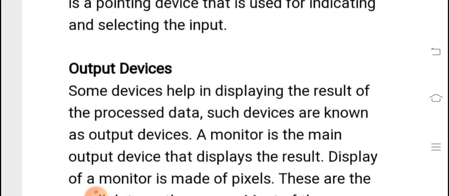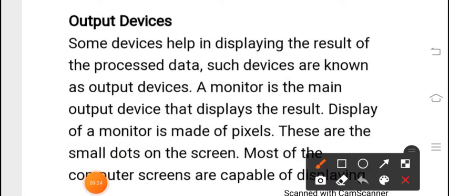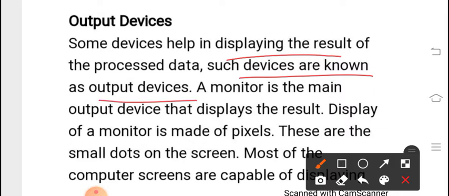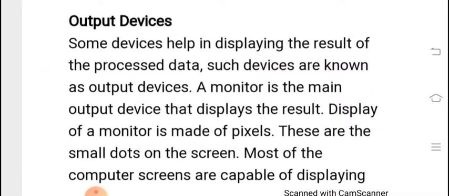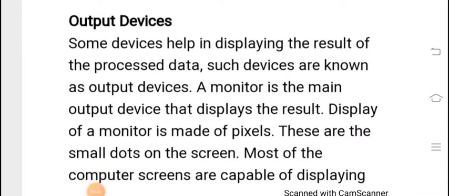What about output device? Some devices help in displaying the result. When you add something, you will get a final result of the same. So some devices help in displaying the result of the processed data. Such a device is known as an output device. A monitor is the main output device that displays the result. Obviously, on the screen you are going to observe the result.